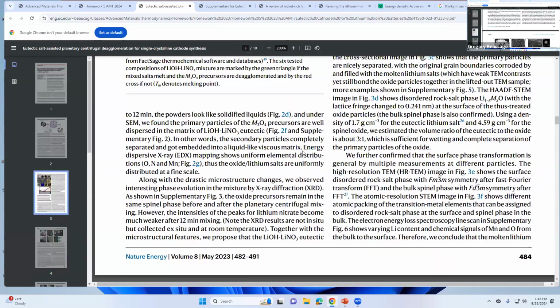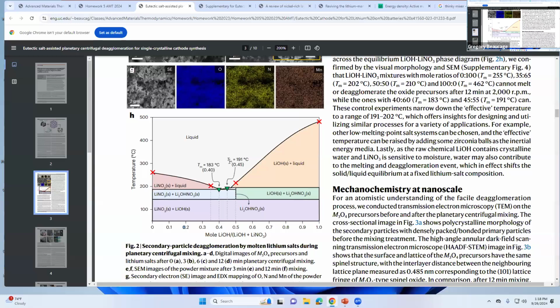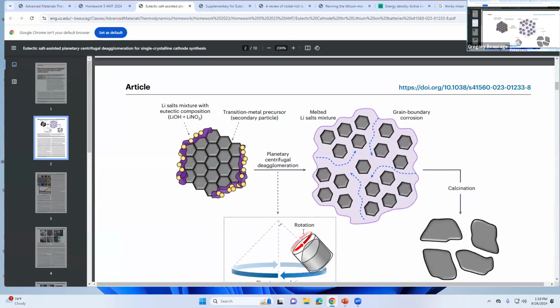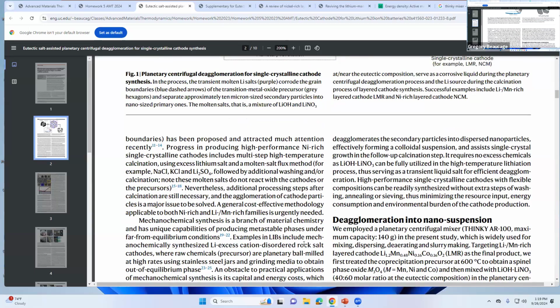So the weird thing is that this should melt at 191 or 183, which would be the eutectic melting point. If you had lithium hydroxide and lithium nitrate, the lowest point they could melt is 183. But he does this spinning thing at room temperature. So how is it? He's doing it inside a polypropylene tub, and the tub itself would melt at 166. It would just melt, right?